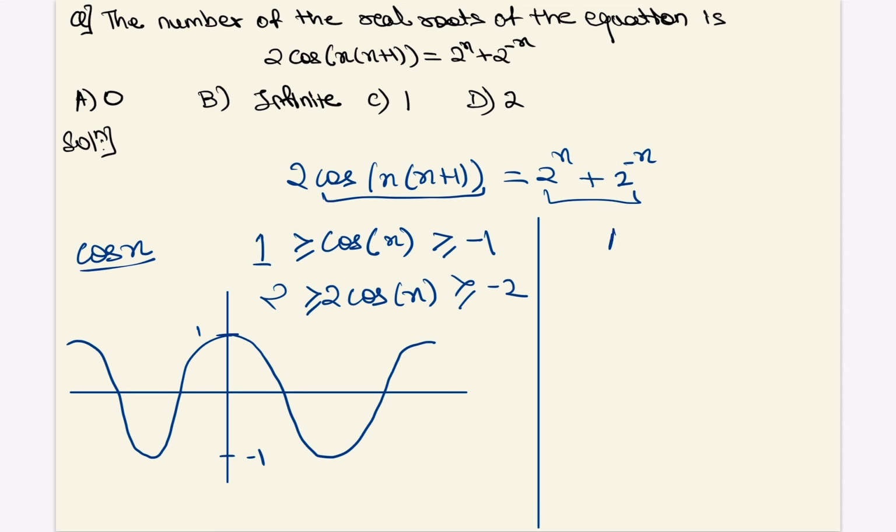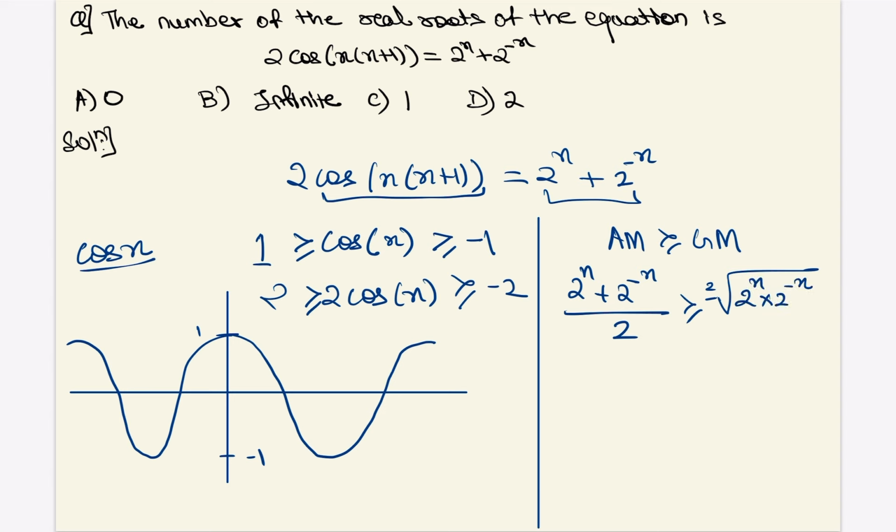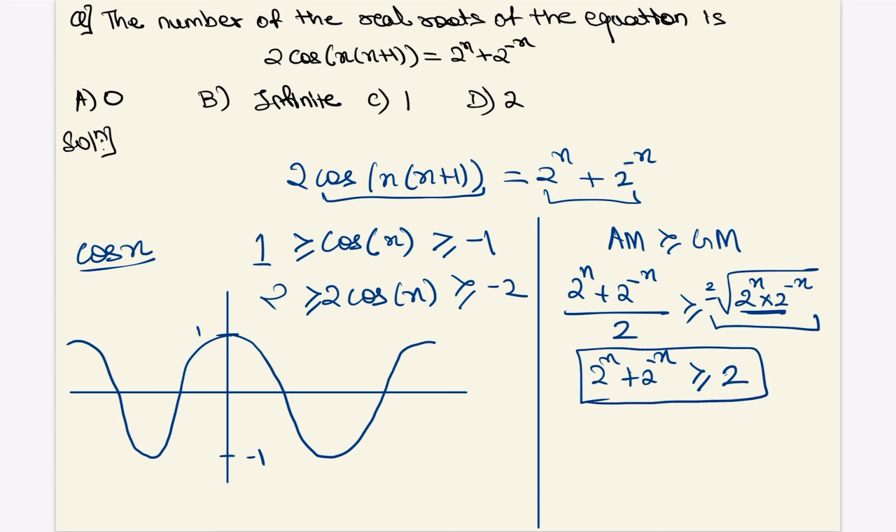We all know that AM is greater than or equal to GM. The arithmetic mean of 2 raised to x and 2 raised to minus x will be both of them added, divided by 2, and the square root of their product will be their geometric mean, square root of 2 raised to x into 2 raised to minus x. Now these will cancel each other out and become 1. Square root of 1 is 1. 2 goes on the right hand side, it becomes 2. So 2 raised to x plus 2 raised to minus x has the least value 2. They cannot go below 2.